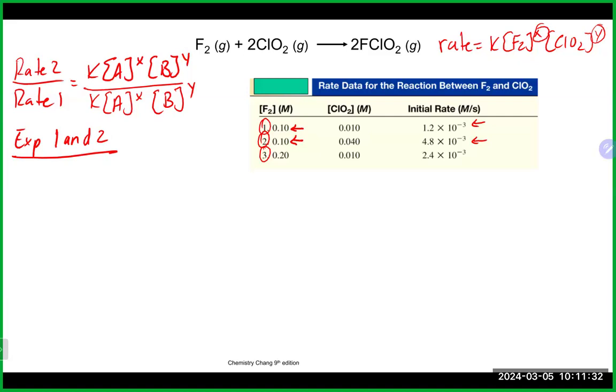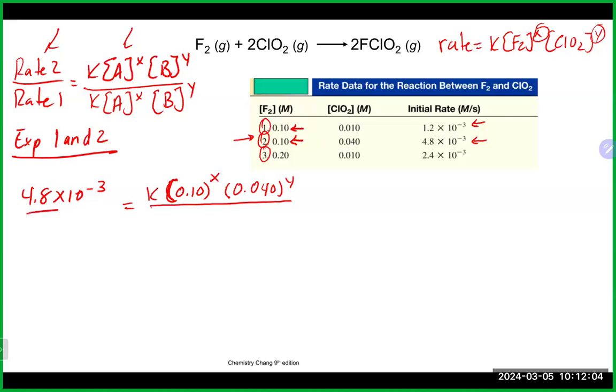So I'm going to take my second entry and put it into the top part of this equation, which means I have 4.8 times 10 to the minus 3 equals k times the concentration of 0.1, to the x, times the concentration of 0.04 to the y. So everything that I just put in here is all experiment 2 information in the appropriate spots.